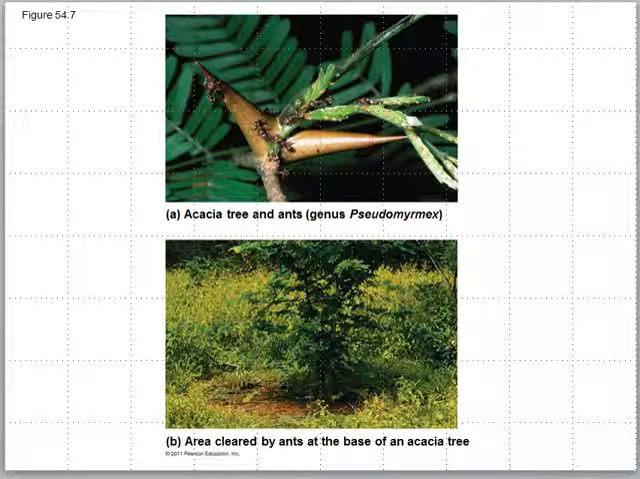There's more information about that there in your textbook, or again, if you want to look on the internet about ants and acacia trees, a pretty fascinating relationship that they have.